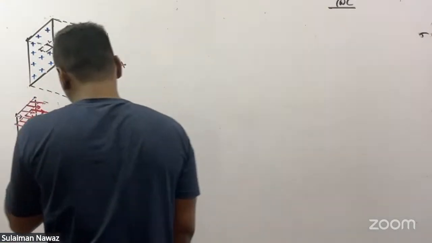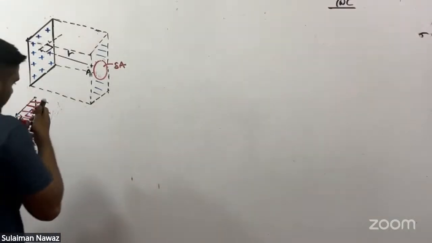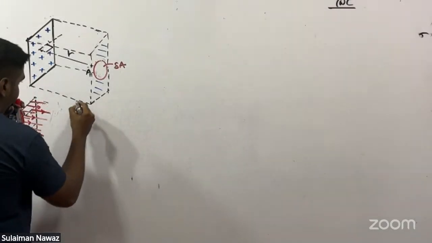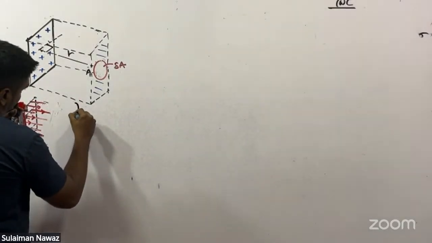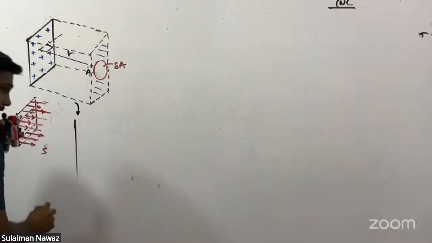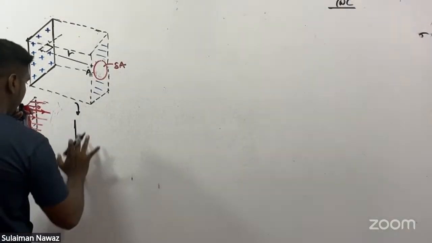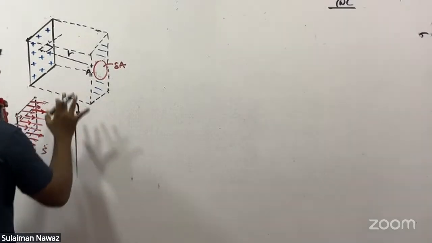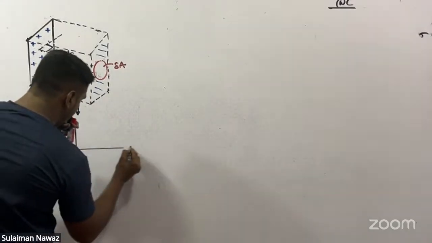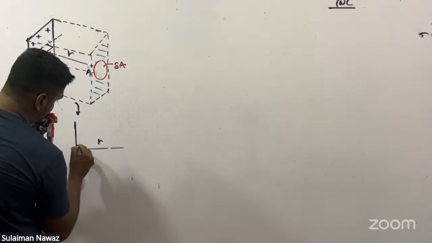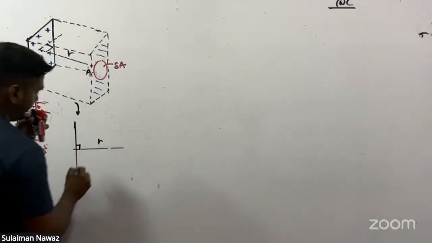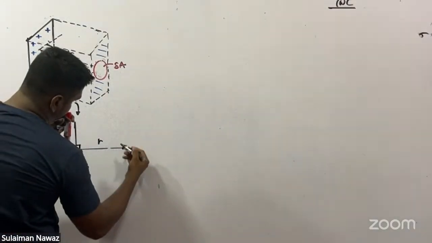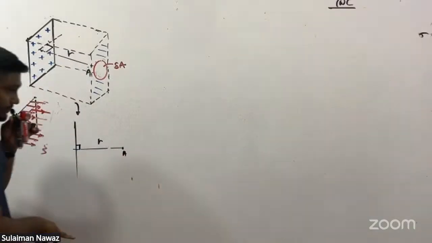If you do the side view, look here. This is your flat plate, and perpendicular to the flat plate at a distance r is your point capital E. Your point capital E is here.